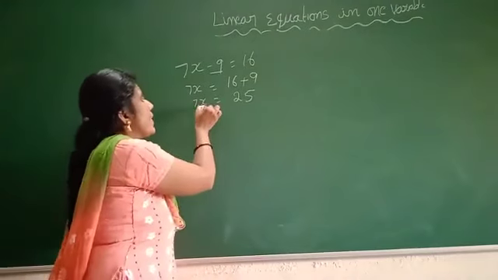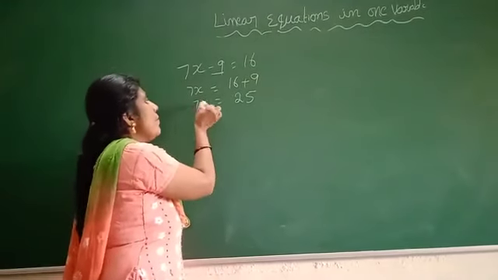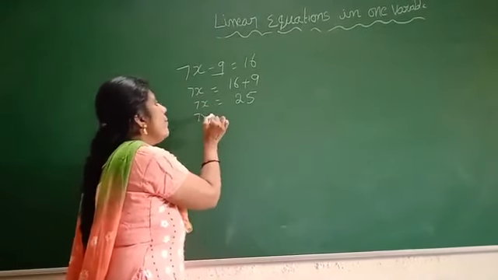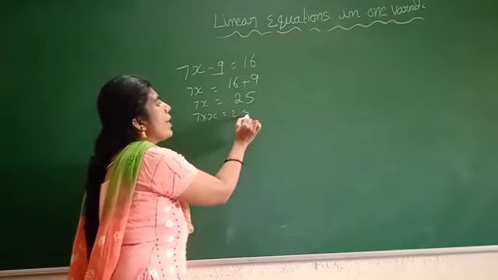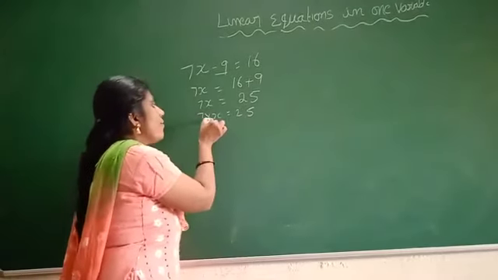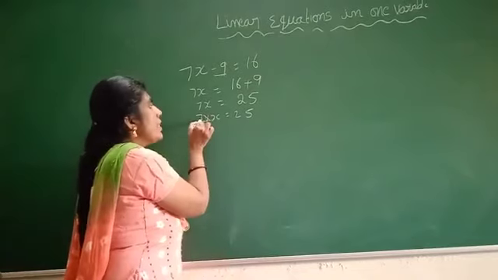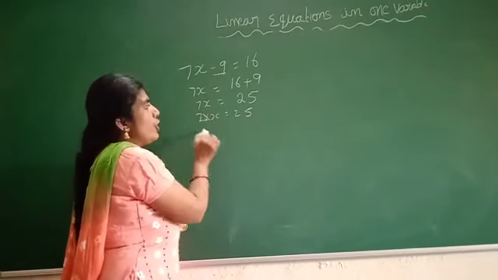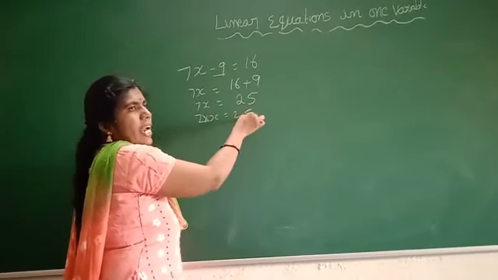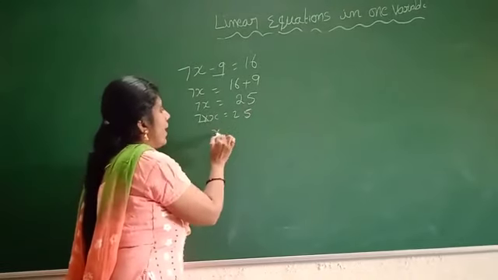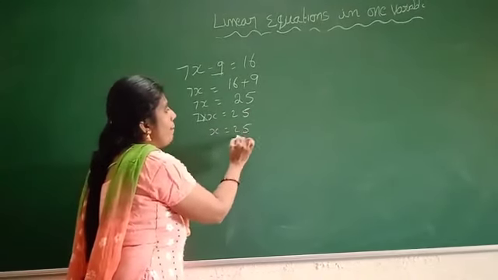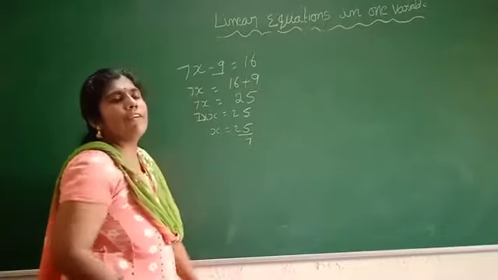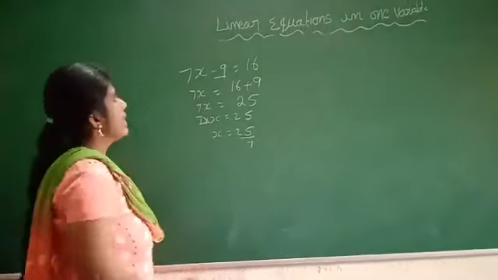So 7 into x equal to 25. 7 is multiplication, so when transferred to the other side it becomes division. x equal to 25 by 7.